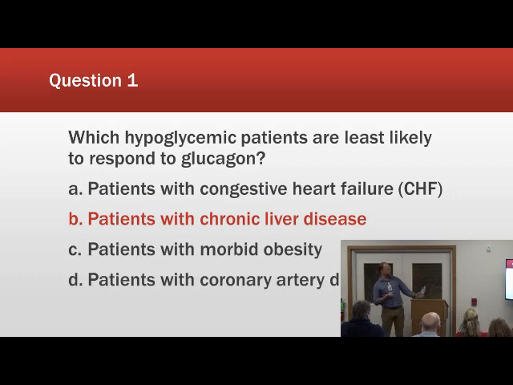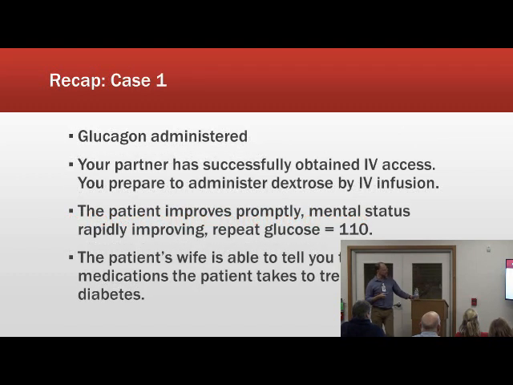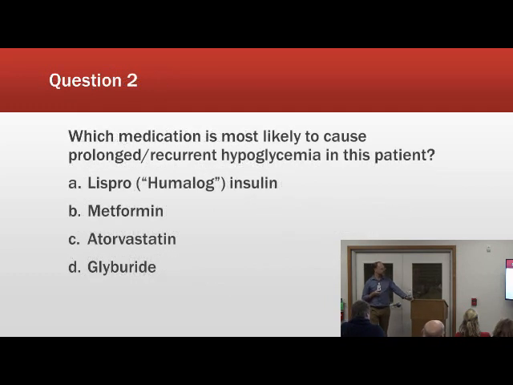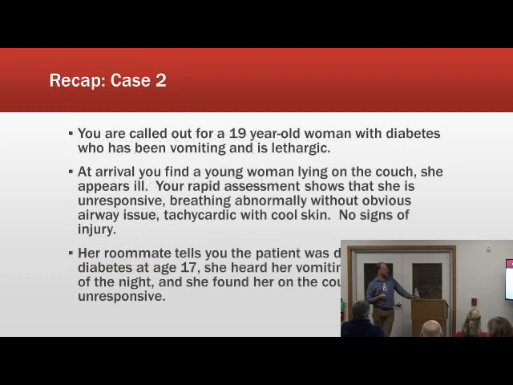Question 2: we gave our glucagon, we got a better mental status. She tells you about the meds that he takes. Which medication is likely to cause prolonged or recurrent hypoglycemia? D, glyburide, absolutely. Lispro is a short-acting one, Humalog or Lispro. It's what people usually take with meals for rapid action, as opposed to Lantus, which is the one they take at night to last all night. Lantus is long. Metformin, the opposite, usually doesn't cause it. Atorvastatin is for cholesterol. Okay, glyburide. Question 3 we'll get to.